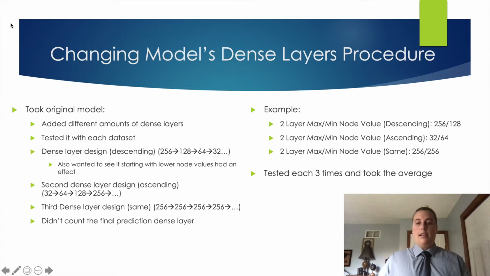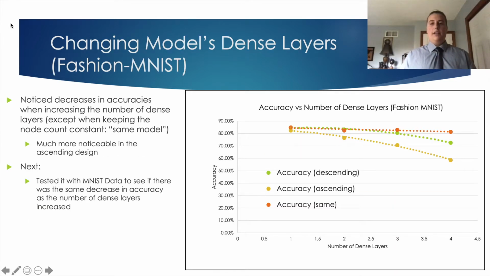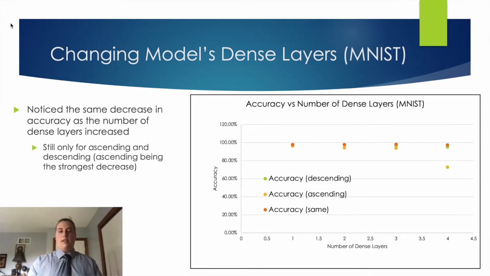And I tested this each 3 times and took the average for each point. So here's what I saw with the FashionMNIST. I noticed decreases in accuracy with the ascending and the descending, and the same kind of stayed constant, but it was very noticeable in the ascending, so it was losing accuracy a lot. And then I tested it with the MNIST data to see if the same decrease was happening, and it did seem like it was. Ascending was decreasing much faster. Descending didn't have as strong a decrease, but there still was a noticeable decrease.